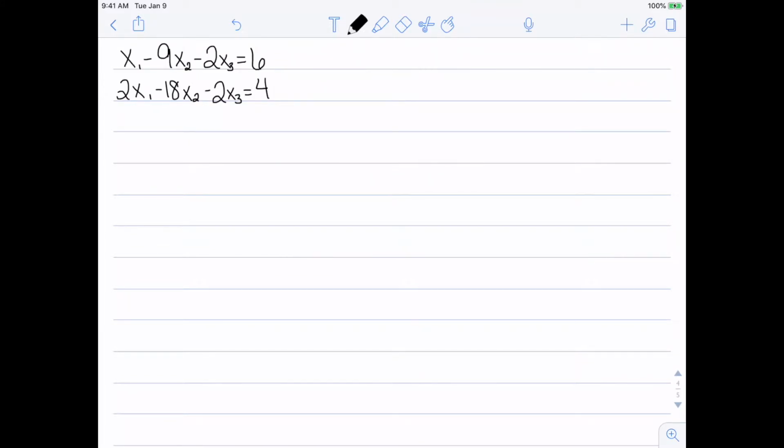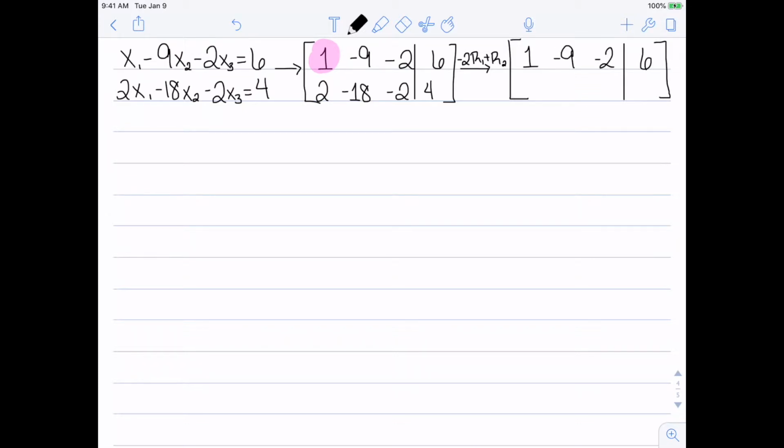Let's look at one more example of these. So this time I have two equations and three variables. So let's start by moving to an augmented matrix. We know we need a 1 in the first spot, which is already given to us. So the next thing we need is a 0 below it. And I'll get that with negative 2 row 1 plus row 2. The first row won't change. We then have negative 2 times 1 is negative 2, plus 2 is 0. Negative 2 times negative 9 is 18, minus 18 is 0. Negative 2 times negative 2 is 4, minus 2 is 2.